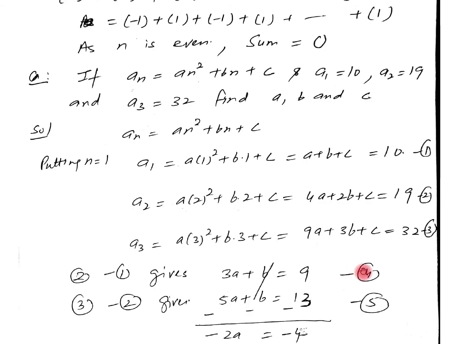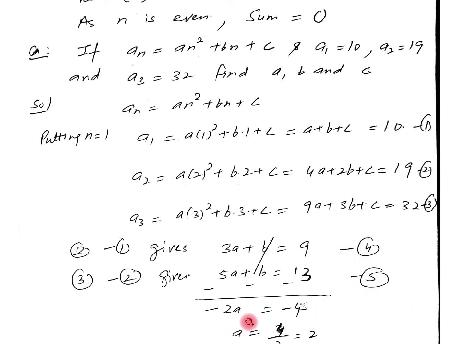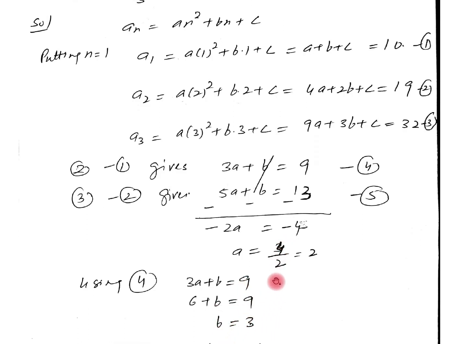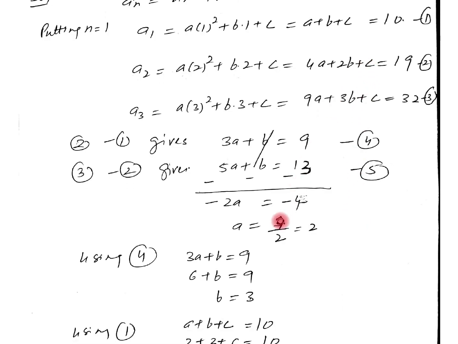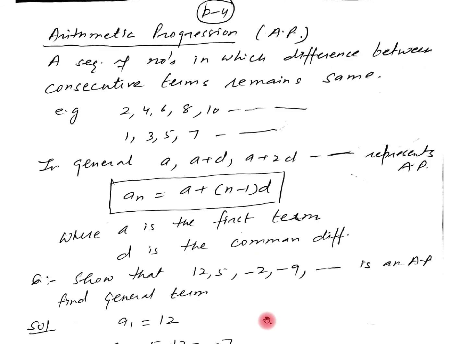Now we can solve these two equations 4 and 5 by the elimination method to get the value of a and get the value of b. Now we know the value of a and b. We can put these values of a and b in any one of the equations to get the value of c. Now again using equation 1, a plus b plus c equal to 10. Putting the value of a and b here, we are getting the value of c.